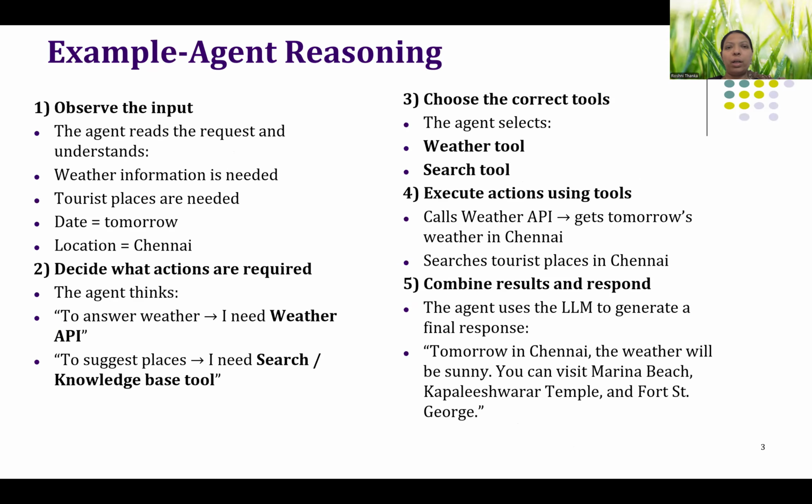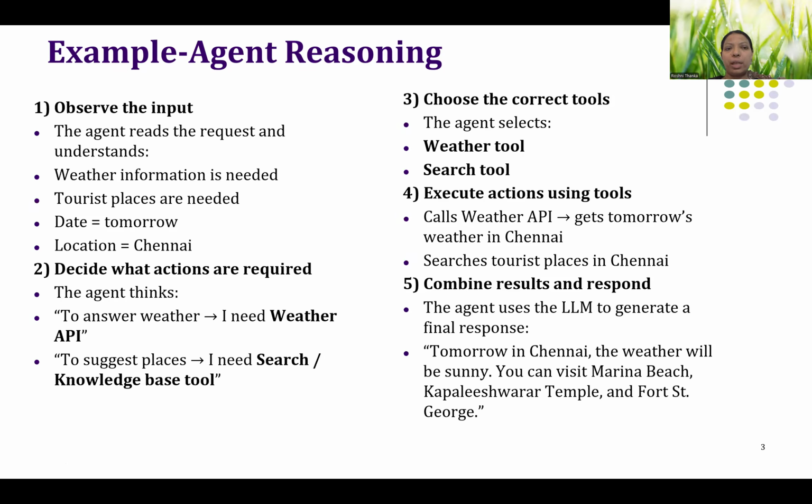Here is an example for agent listening. What is the first step that happens whenever a user gives an input? The agent reads the request and understands it, for example, whether information about tourist places is needed. As in the previous example, if I ask my agent to prepare a trip schedule, it needs to check the weather on the particular day and where the places are. For example, I say that I want to visit Chennai and want the agent to suggest some places.